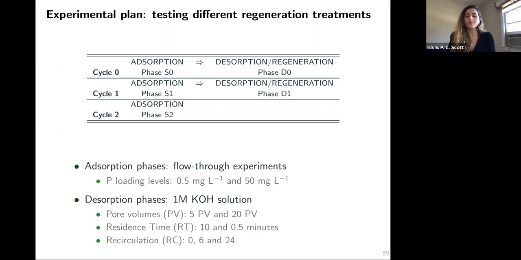1 molar of potassium hydroxide solution. So for the desorption phases, we tested different numbers of pore volumes of the regenerative solution being added. We tested different residence times, the contact time between the regenerative solution and the PSM. And we also tested different numbers of recirculations.